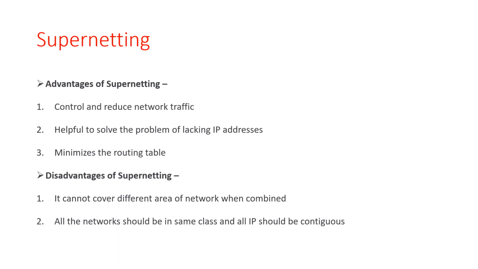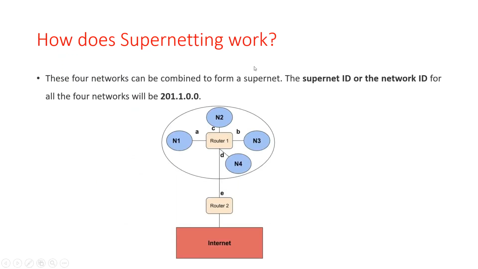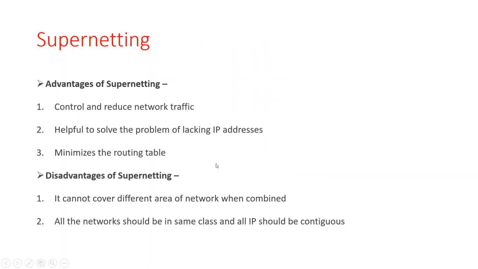So what are the advantages of supernetting? First, it controls and reduces network traffic. Then it helps solve the problem of lacking IP addresses. And third, it minimizes the routing table, because in this example all four networks are connected to router 1, and router 1 is connected to router 2, so it reduces the routing table. Next are the disadvantages of supernetting. First, it cannot cover different areas of the network when combined, and second, all the networks should be in the same class and all IPs should be contiguous.